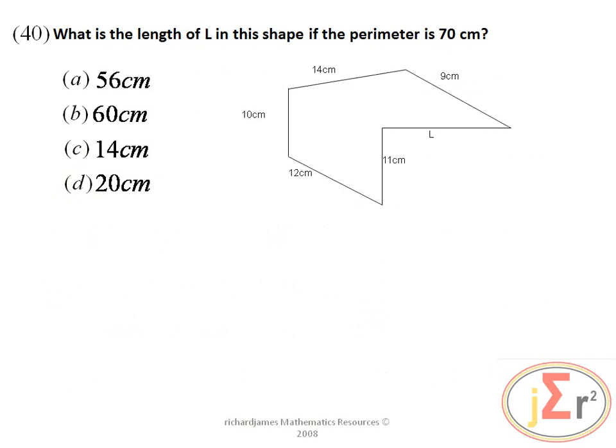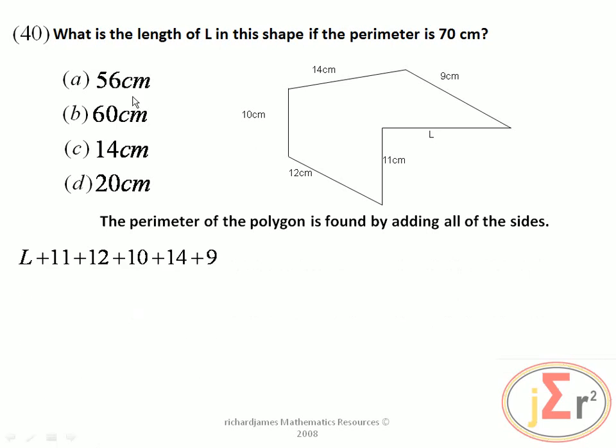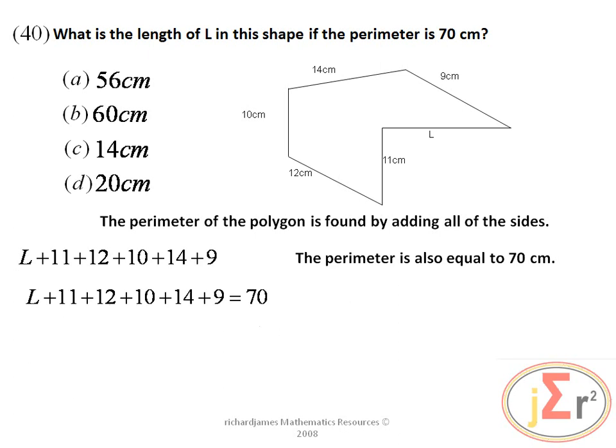What is the length of L in this shape if the perimeter is 70 centimeters? The perimeter of a polygon is found by adding all of the sides. So, L plus 11 plus 12 plus 10 plus 14 plus 9. The perimeter is also equal to 70. So when we have added all of those, we are going to say the answer is 70. Add the values of the known sides. So we are going to add these.